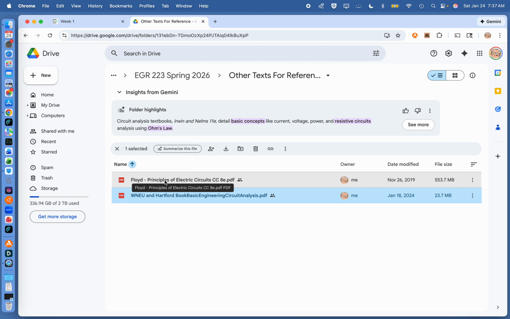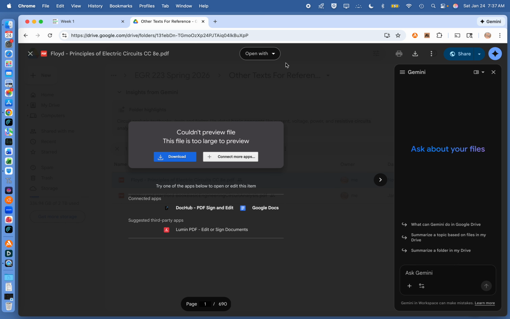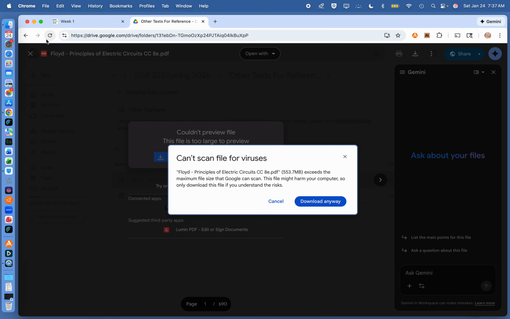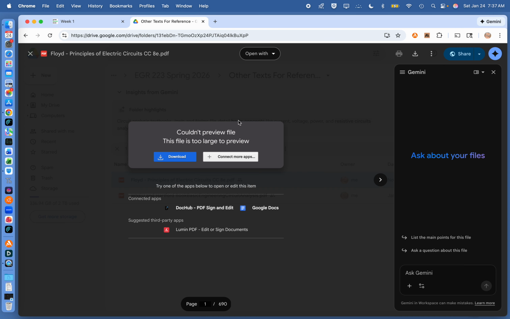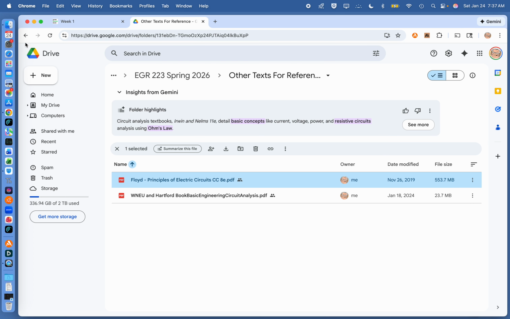And then we've got this book right here. This is an old Floyd text. There's no viruses in it. I'm not going to open it up, it's going to take a while. But it's an engineering technology textbook. So what it does is it describes things a little differently. It's non-calculus based is probably the best way I would describe it.